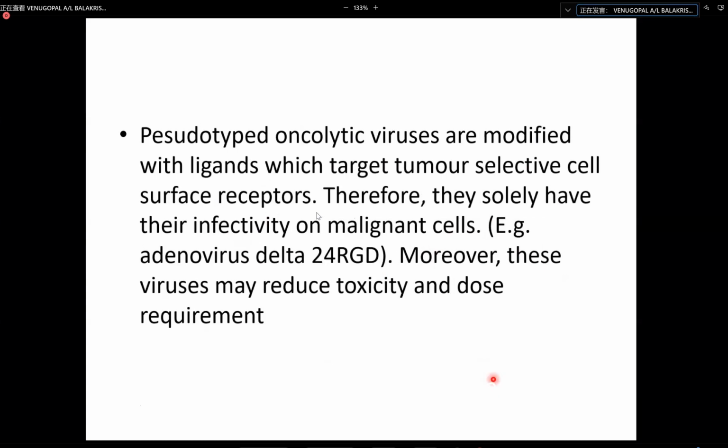The last one is pseudotype oncolytic virus, modified with ligands. And ligand means a small molecule drug which targets tumor-selective cell surface receptors. Therefore, they solely have their infectivity on malignant cells. Example, the adenovirus Delta 24 RGD. Moreover, these viruses may reduce toxicity and dose requirement.